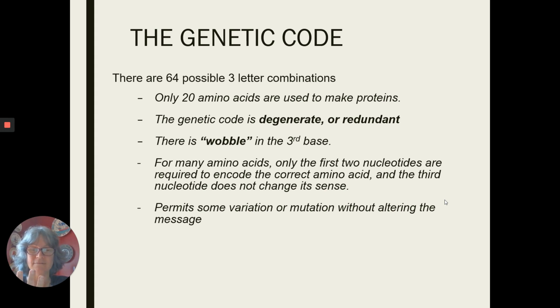That's 4 to the 3rd power, 64. We have 20 amino acids that are used to make proteins. So I only need 20 different codons, right? But I have 64. So what that tells us is that the genetic code is redundant. I actually have about 3 different ways on average that I can code for each amino acid. So when we say the code, those triplets are degenerate because there's wobble room in the third base.